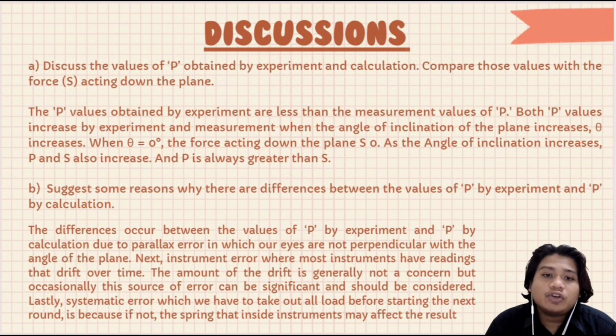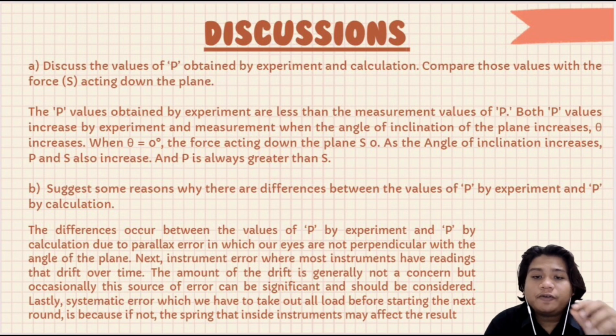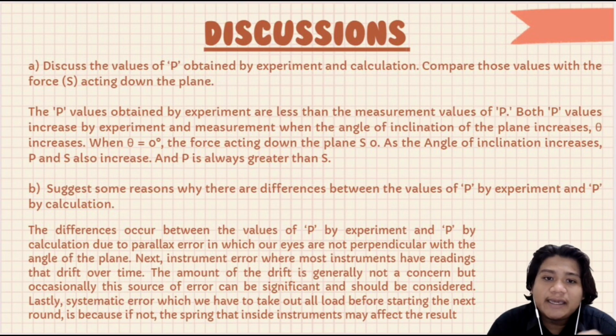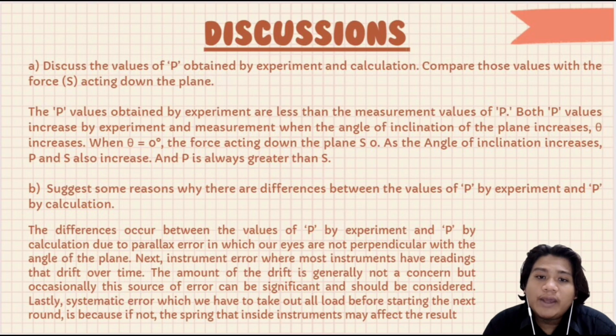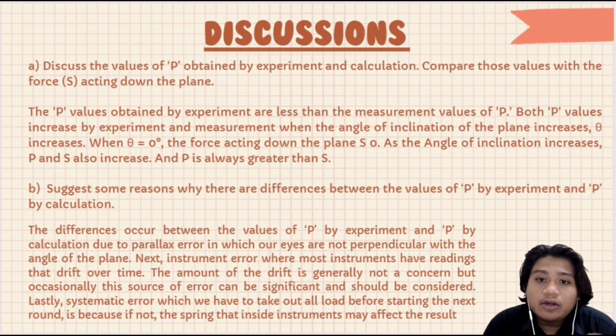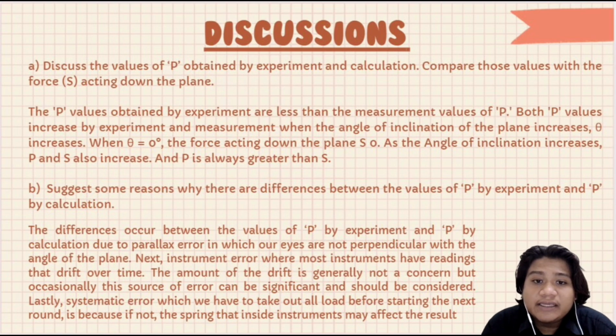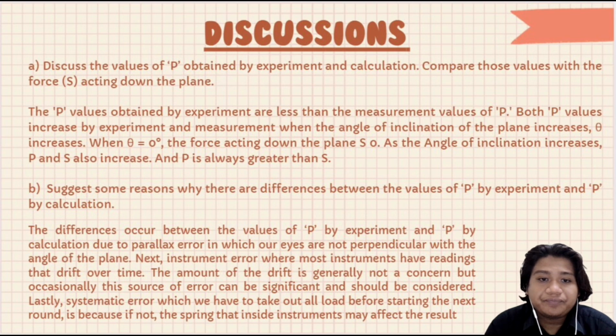The P values obtained by experiment are less than the calculated values of P. Both P values, by experiment and calculation, increase when the angle of inclination of the plane increases. When the angle is equal to 0, the force acting down the plane is 0. As the angle of inclination increases, P and S also increase, and P is always greater than S.